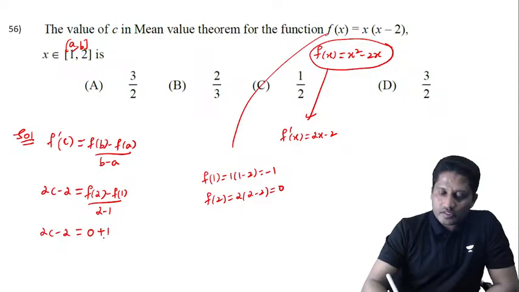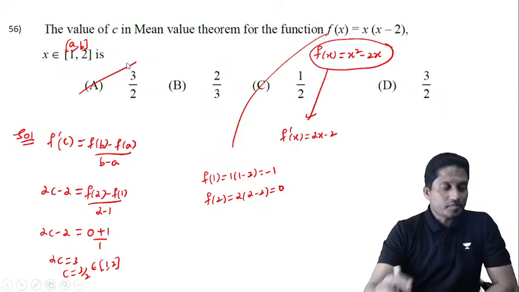0 minus of minus is plus 1 by 1. 2c is equal to 3. C is equal to 3 by 2. Obviously, it belongs to closed interval 1, 2, 1.5. Answer is option A.